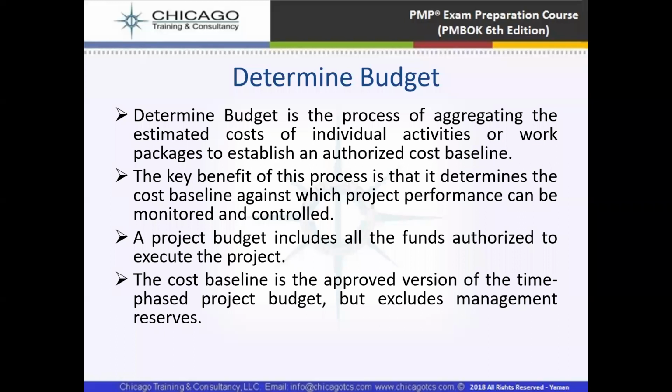And the benefit of this process is that it determines the cost baseline against which project performance can be monitored and controlled. The project budget includes all the funds authorized to execute the project. The project cost baseline is the approved version of the time-phased project budget. It means we reach the cost baseline, and this cost baseline is based on the schedule.